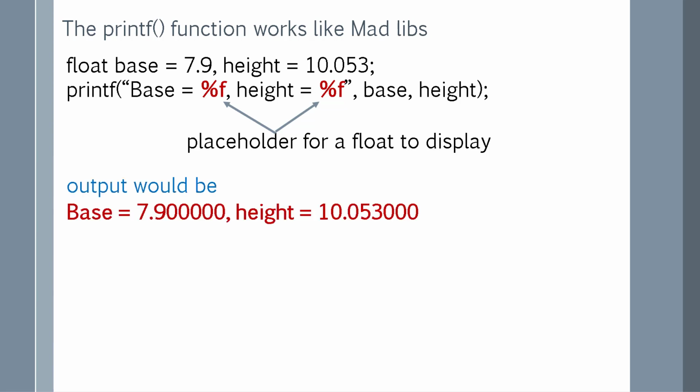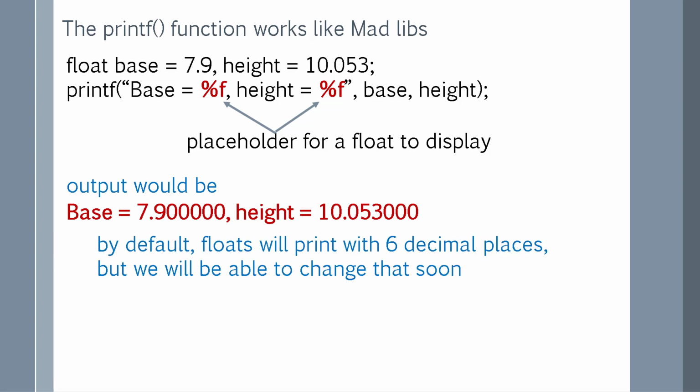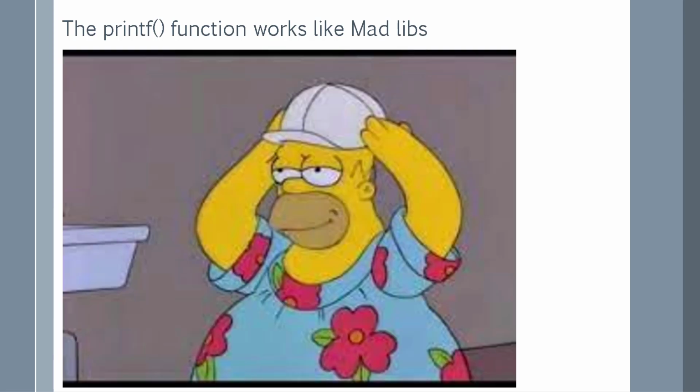The variables are displayed with 6 decimal places. That's the default setting for decimal places unless you change it. And we're going to do that, but first, a recap. No, not that kind of recap.